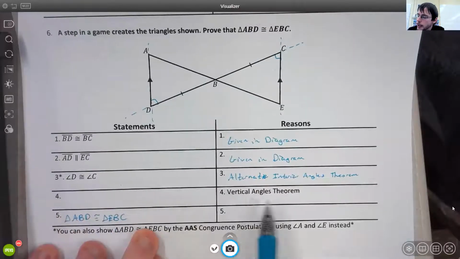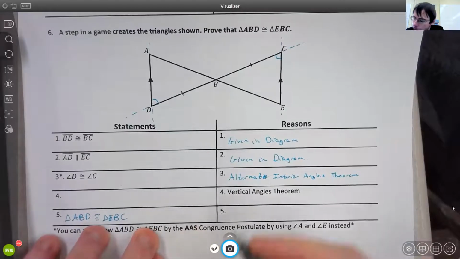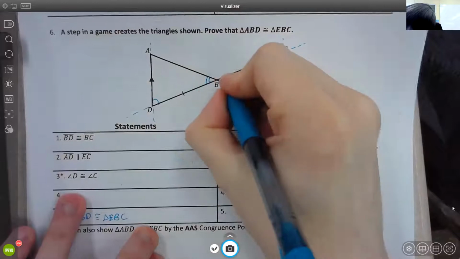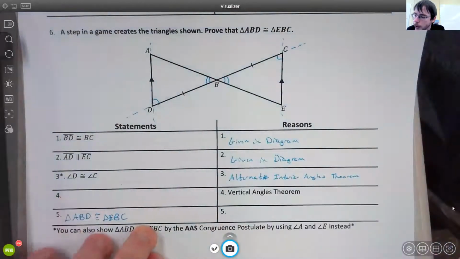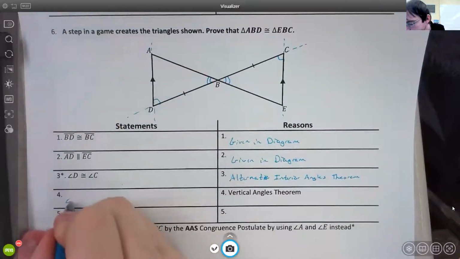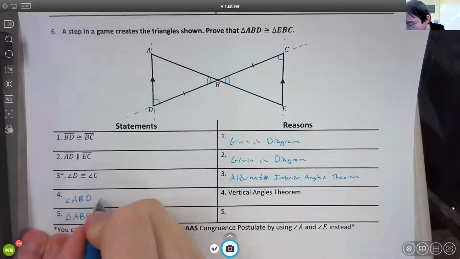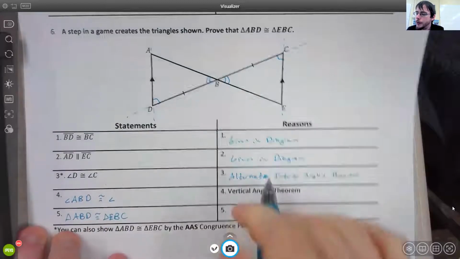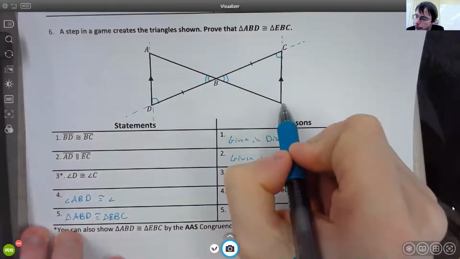Next line, it says vertical angles theorem. So what are the names of the vertical angles here? We see we have these two angles are vertical. The first one has the name angle ABD is congruent to angle EBC.